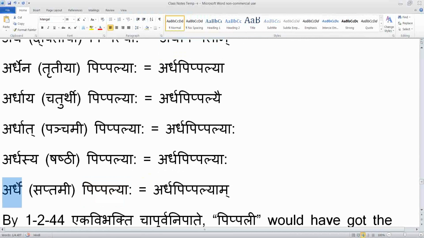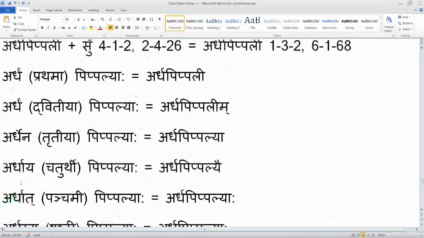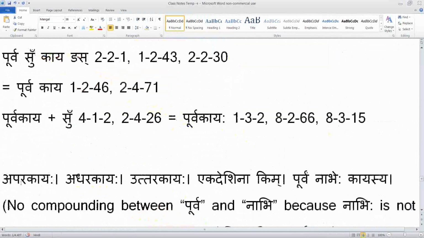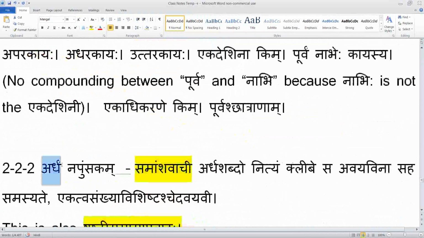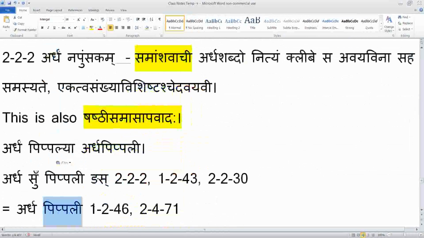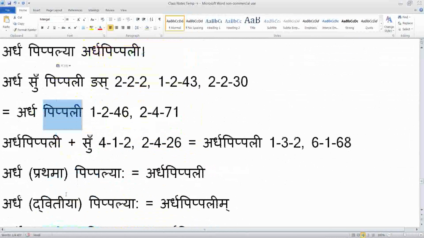Ardha already has the upasajana sanya, because the sutram was ardham napumsakam. Don't forget that. This word ardham already has the upasajana sanya by 1243, because of prathama nirdishtam samasa upasajanam. And therefore it can comfortably get purvanipata by 2230, upasajanam purvam. But now pippali is also getting the upasajana sanya. We are still okay, because that cannot be used to give purvanipata. But then what's the problem? What is the problem if pippali gets the upasajana sanya?